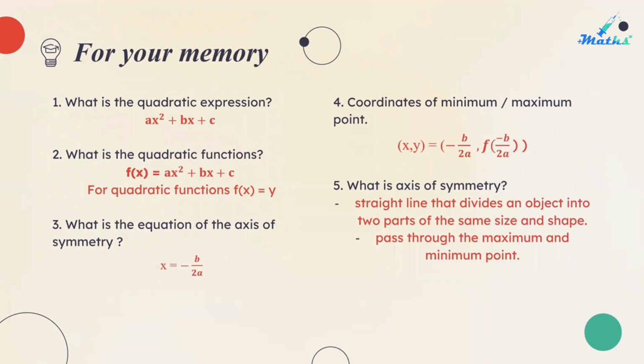How about the coordinate of the minimum or maximum point? The point that intersects with the axis of symmetry we call the coordinate of the minimum or maximum point. If a question requires you to find the coordinate of the minimum or maximum point, here is the format to solve it. Please remember all the formats because it will help you when solving questions.